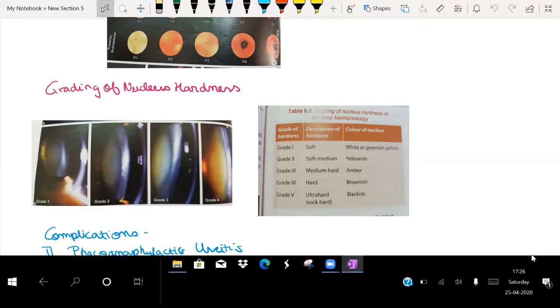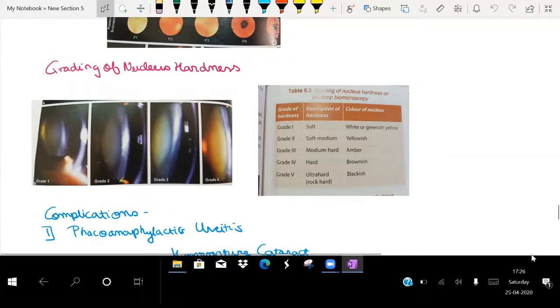It is also associated with the color of the nucleus. Grade 1 shows white or greenish yellow. Grade 2 shows yellowish. Grade 3 shows amber color. Grade 4 shows brownish. And grade 5 shows blackish color of the nucleus.